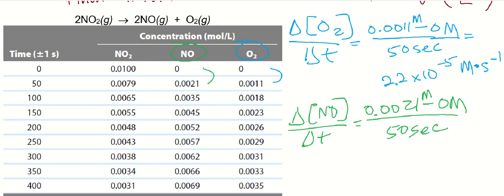All right, so punch that in your calculator, and you're going to get about double that number. So it's going to be 4.2 times 10 to the negative 5 molar per second.